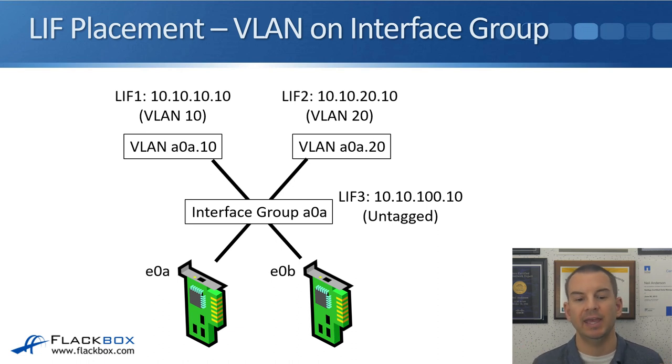So here, if any traffic hits physical port E0A or E0B, which have been bundled into the interface group, if that traffic is tagged with VLAN 10, it will hit the VLAN A0A.10 interface. Any traffic tagged with VLAN 20 will hit the A0A.20 interface. And any traffic which is not tagged will hit the interface group interface of A0A. In this situation, again, we cannot assign a LIF directly to an underlying physical port when that physical port is a member of an interface group.